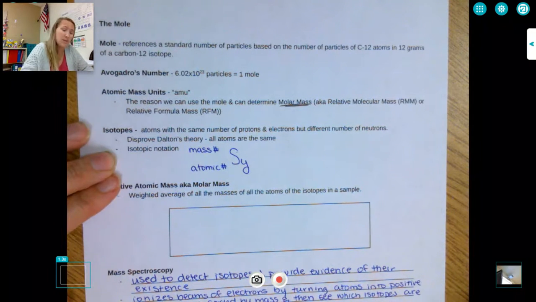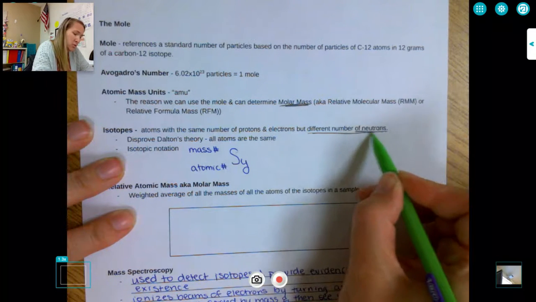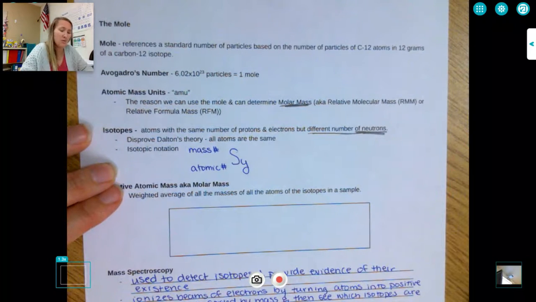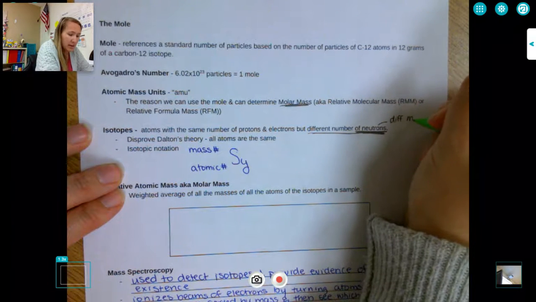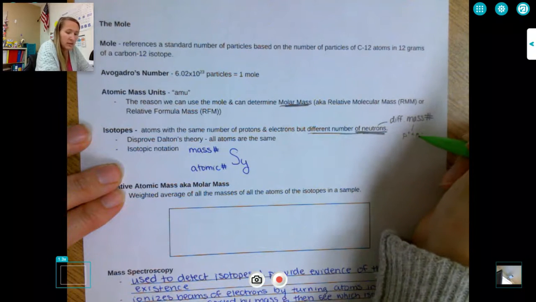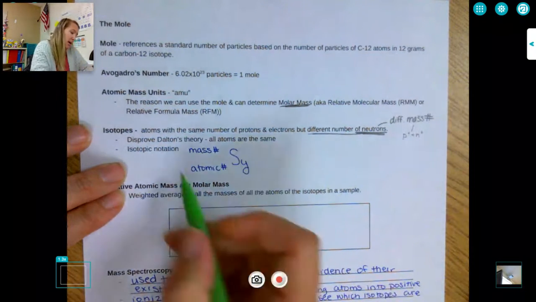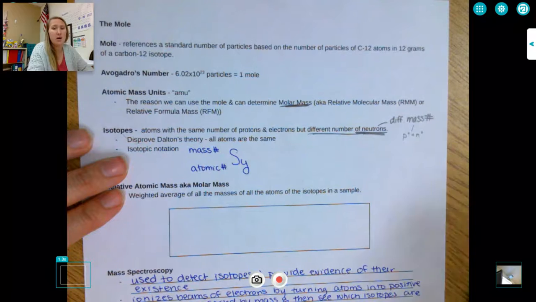Then we have isotopes. Isotopes are atoms with the same number of protons and electrons, but different number of neutrons. Okay, isotopes have a different number of neutrons. Therefore, they also have a different mass number, right? Because my mass number is my number of protons plus neutrons. The discovery of isotopes disproved one part of Dalton's theory, and he said that all atoms are the same, so all carbon atoms are the same. But now we know that that's not true. We can have carbon 12, carbon 13, maybe carbon 11, carbon 14, and those are all varying number of neutrons.